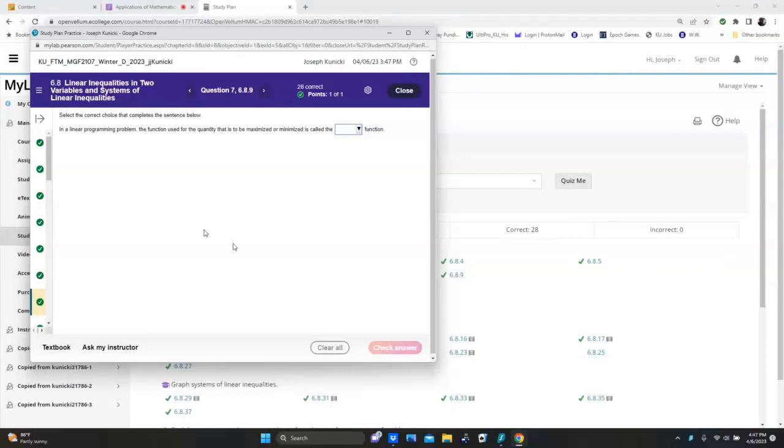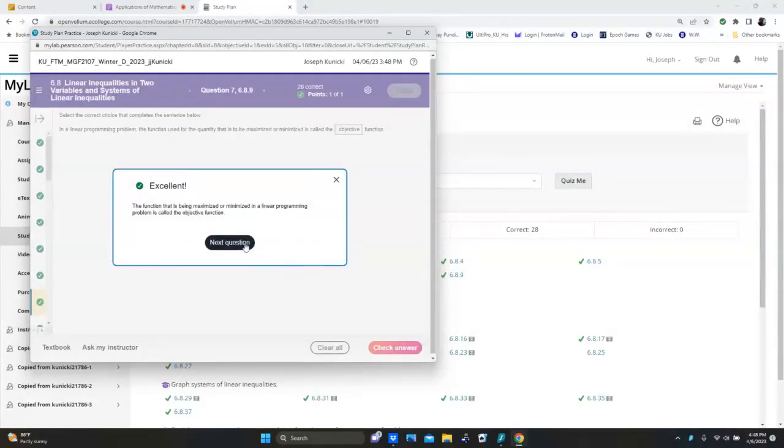Number 9, in a linear programming problem, the function used for the quantity that is to be maximized or minimized is called the objective function. There's some objective that's usually cost or profit, usually with money involved, not always, but typically you want to maximize or minimize it so that you can know how to proceed with your planning.